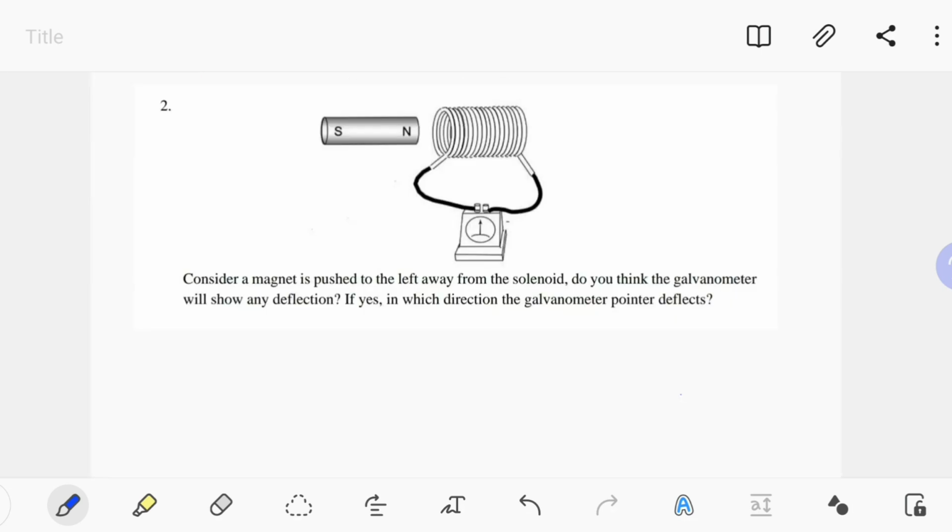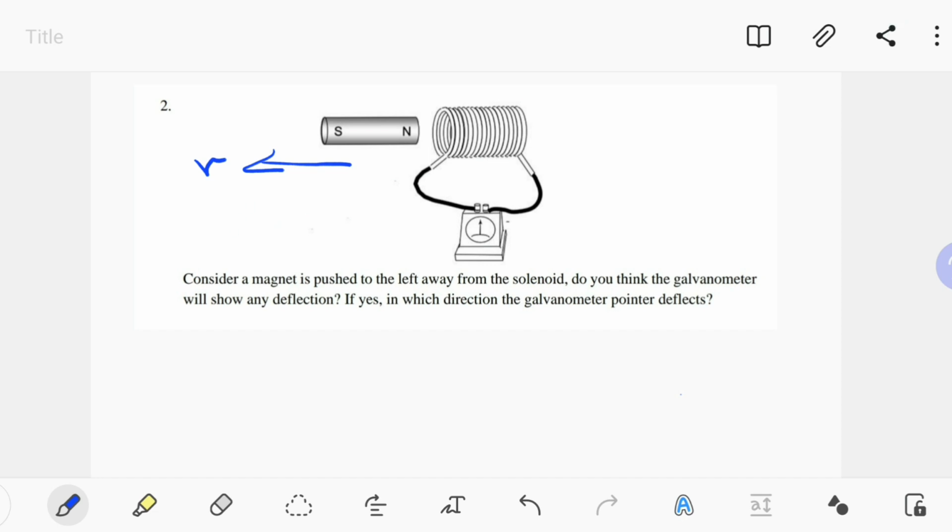To the next question, question number 2. Consider a magnet is pushed to the left away from the solenoid. Do you think the galvanometer will show any deflection? If yes, in which direction does the galvanometer pointer deflect? In the question, this magnet is pushed to the left away from the solenoid. So do we think the galvanometer will show any deflection? Yes, of course, because there's a movement. This magnet is pulled away, moving away.